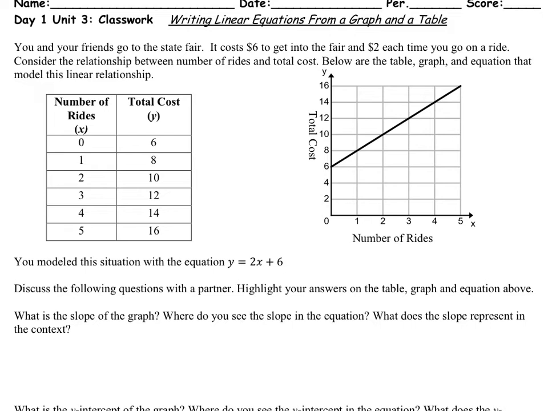So we can see in the table that it tells us, based on the number of rides right here, what the cost will be up in here. Same with the graph, of course, number of rides, total cost. And on this one, they should have indicated what the y and the x represent, which you will have to do, as we are writing linear equations from a graph and a table. Well, discuss the following. Highlight your answers on the table, graph, and equation above.